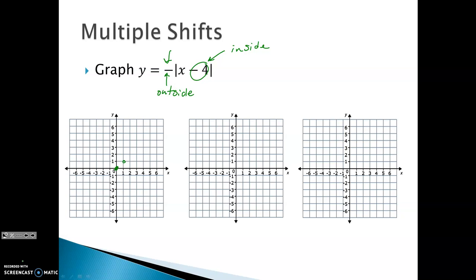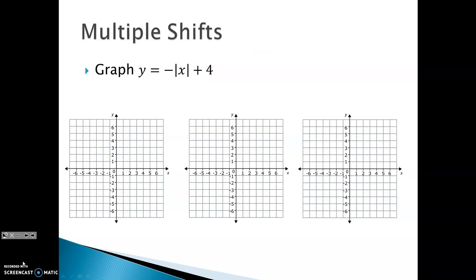So start with our parent function, (0, 0), (1, 1), (2, 2), (-1, 1), (-2, 2). Absolute value makes a V. Okay? I would do the inside first. So minus 4 is going to shift each of these points to the right 4 spots. So each of my points shifted to the right 4 spots. And then finally we have that negative, and that negative is on the outside, so it is going to cause a vertical flip, meaning that each of these points will now flip down. So there is our example for this absolute value function as we have graphed it.